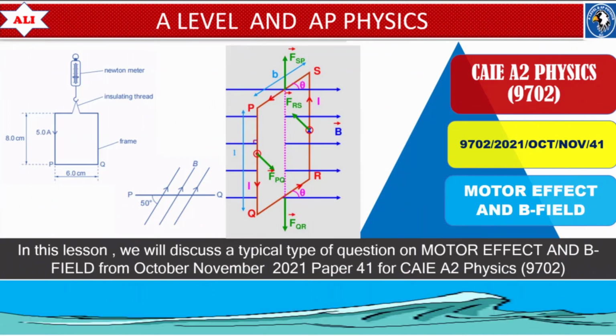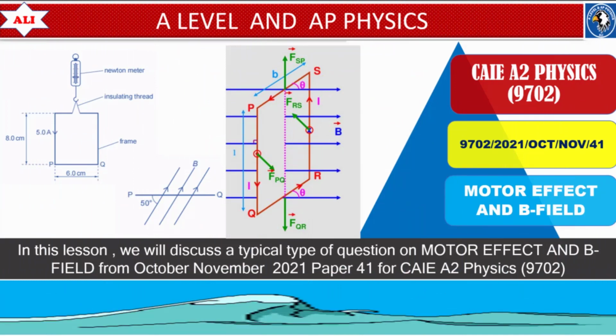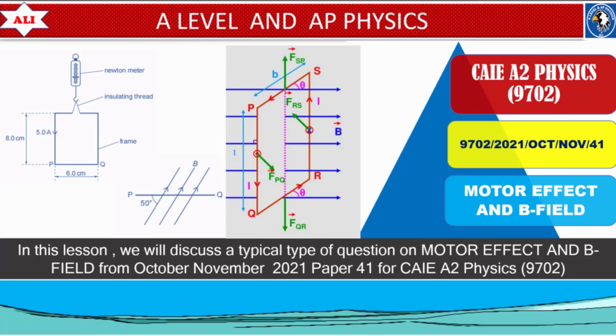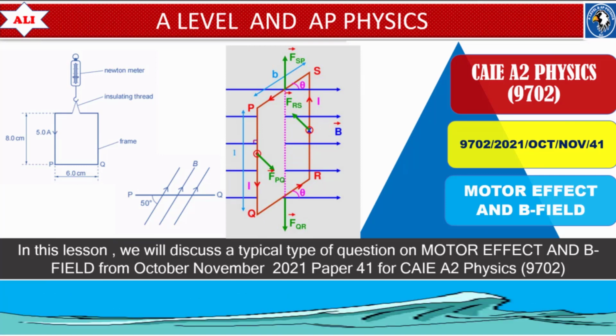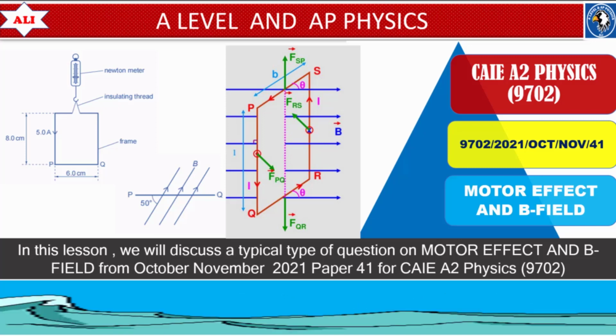Welcome to A-Level and AP Physics. In today's lesson, we will discuss one very important past paper question on motor effect and electromagnetism. This question is from October-November 2021, paper 4, variant 1.